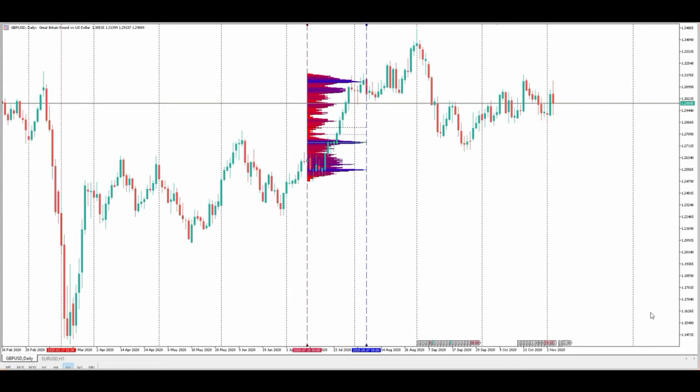Welcome guys, back again. So we're looking into the third and the final profile shape. We have covered the D profile, the P and the B profile.